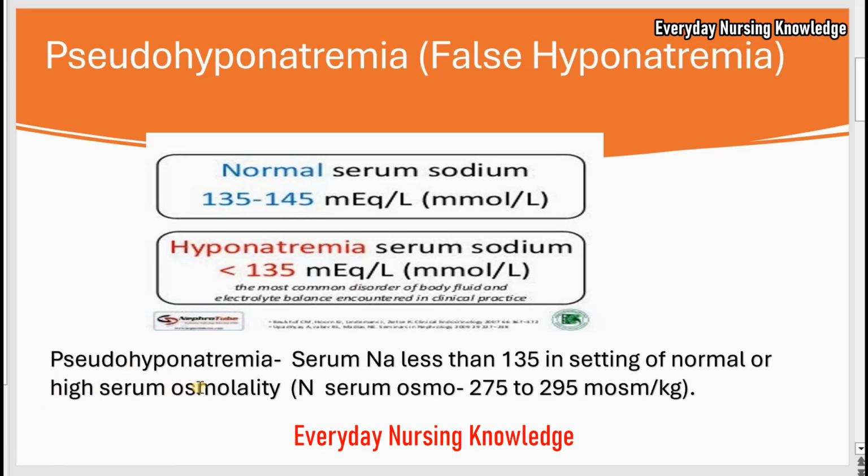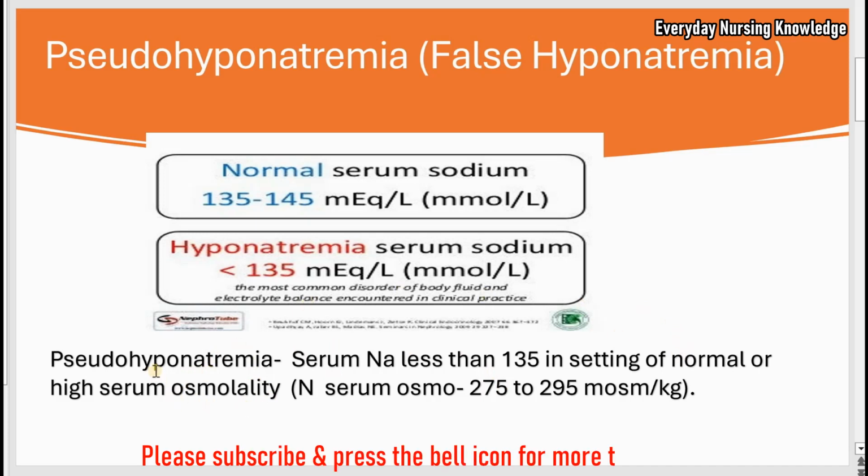So what is pseudohyponatremia? When the serum sodium is less than 135 in the presence of normal or high serum osmolality. Normal serum osmolality is 275 to 295. Osmolality means the concentration of the plasma. When the serum sodium drops, the concentration should drop. But when you do a lab test and you see a serum sodium less than 135, but at the same time the concentration remains normal or high, that means it is a false hyponatremia, or pseudohyponatremia.